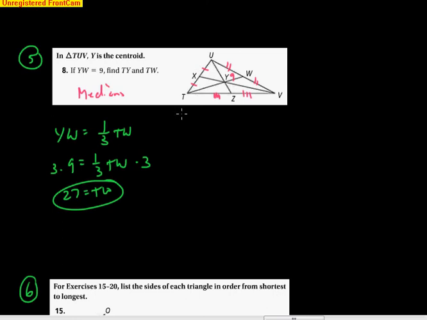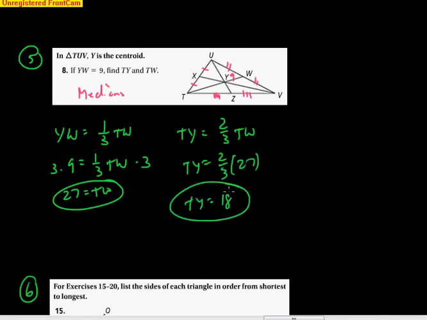And now, to find TY, you can do it many ways, but I'm going to use the theorem that says that from the centroid to the vertex is 2/3 the median. So TY is 2/3 of 27. 2/3 of 27 is 18. And 18 and 9 make 27. It all should work out. So remember that 1/3, 2/3 relationship with the centroid and the medians.